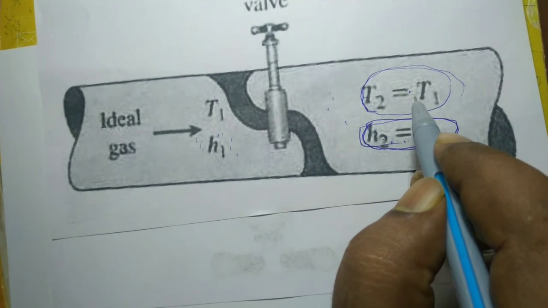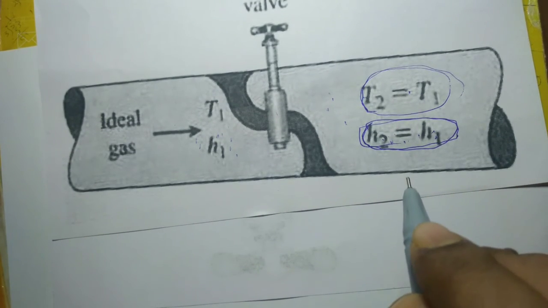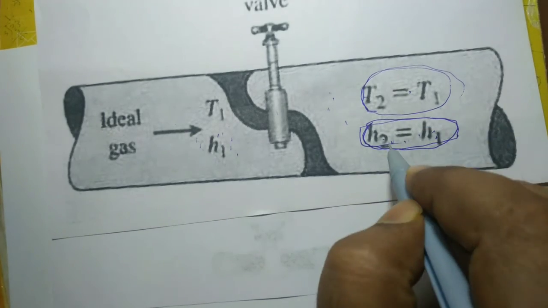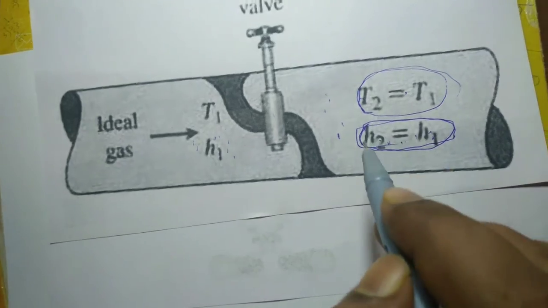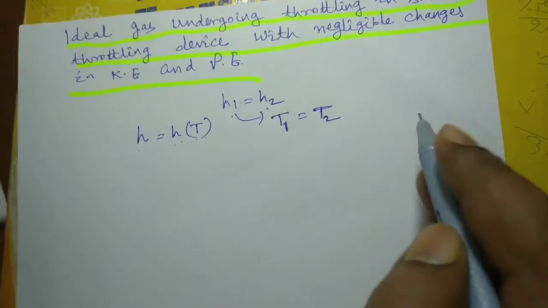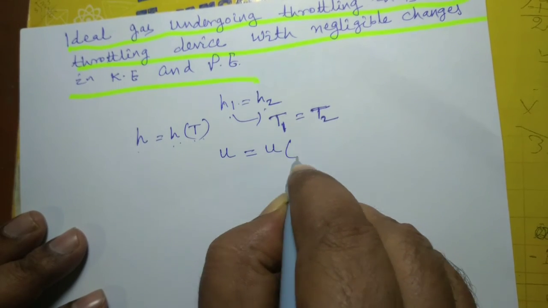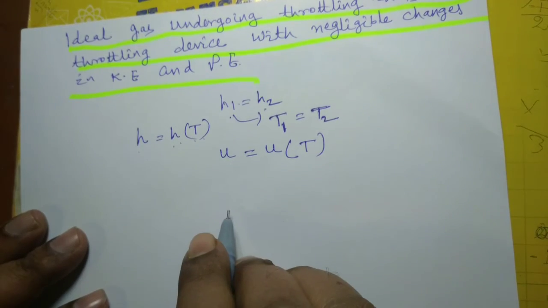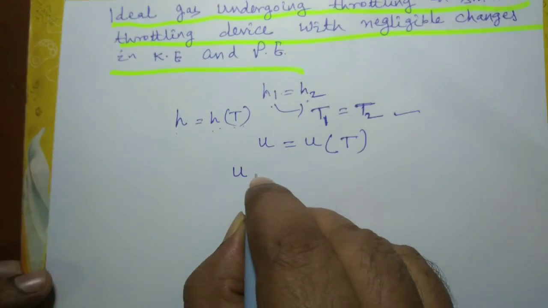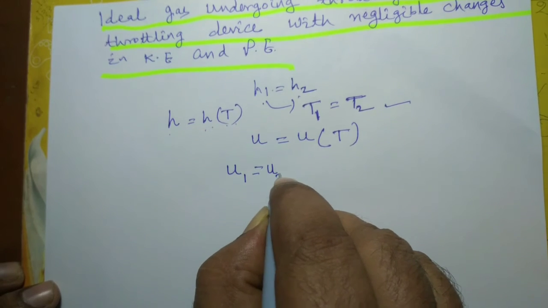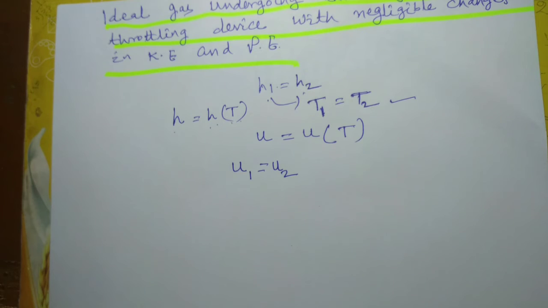If it had been a real gas, the case may be different. But for an ideal gas, enthalpy is a pure function of temperature only. So since H1 is equal to H2, we can say T1 is equal to T2. And since T1 is equal to T2, we know that specific internal energy is also a function of temperature. So I can write U1 is equal to U2.